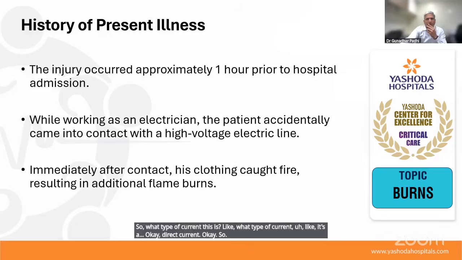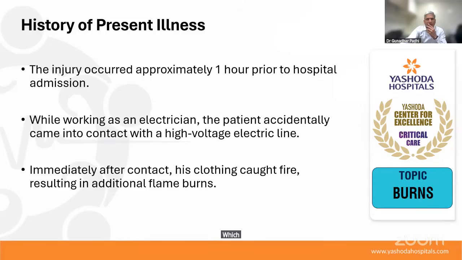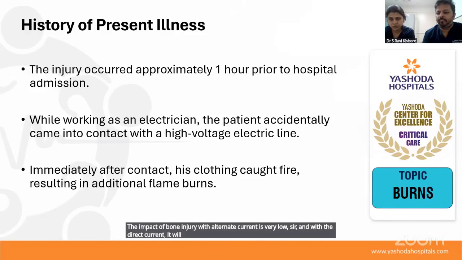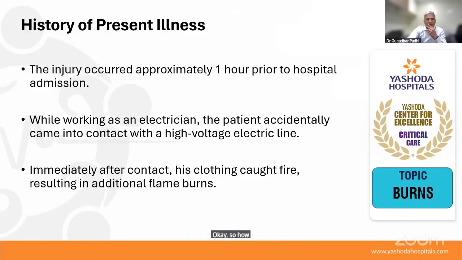So, how does the burn injury differ between the two types of current flow, alternating versus direct? Which is more dangerous? The impact of burn injury with alternating current is very low, sir, and with direct current it will be a high impact of burn injuries, sir. So what is the mechanism? What does alternating current actually do to the body?